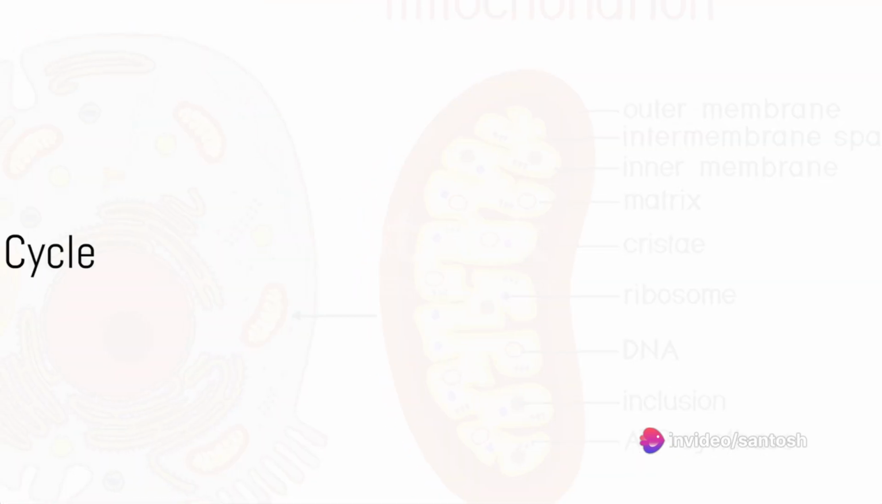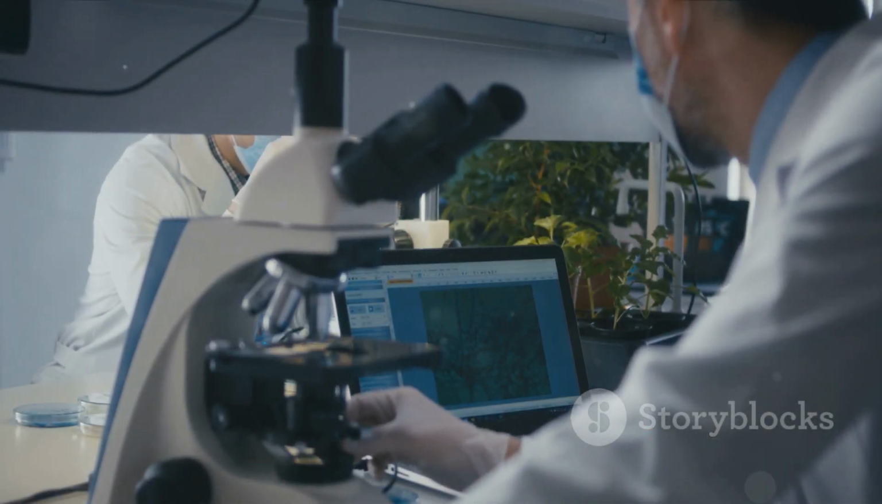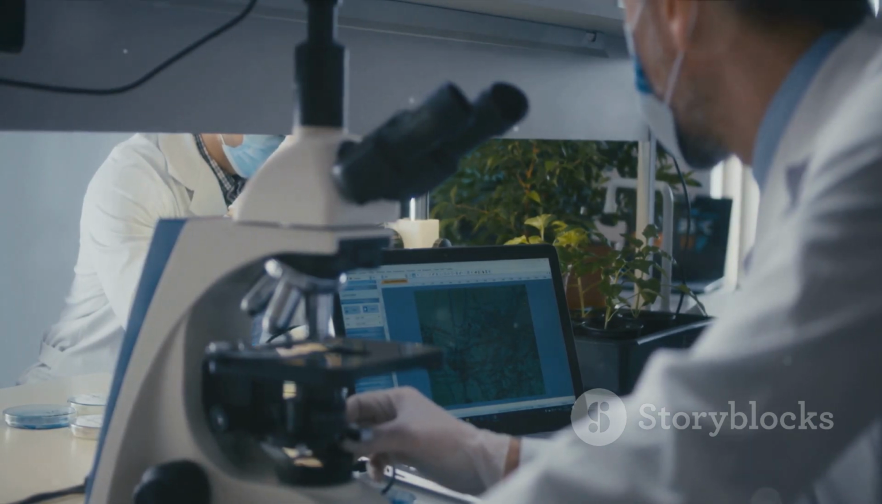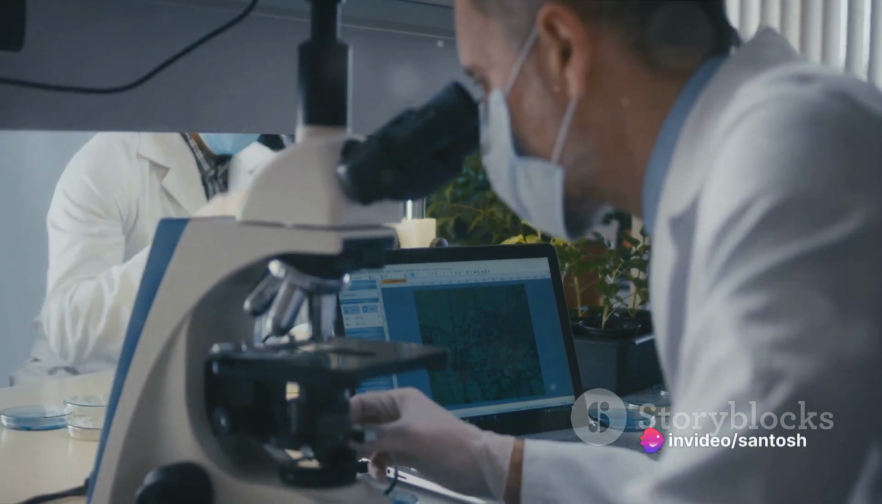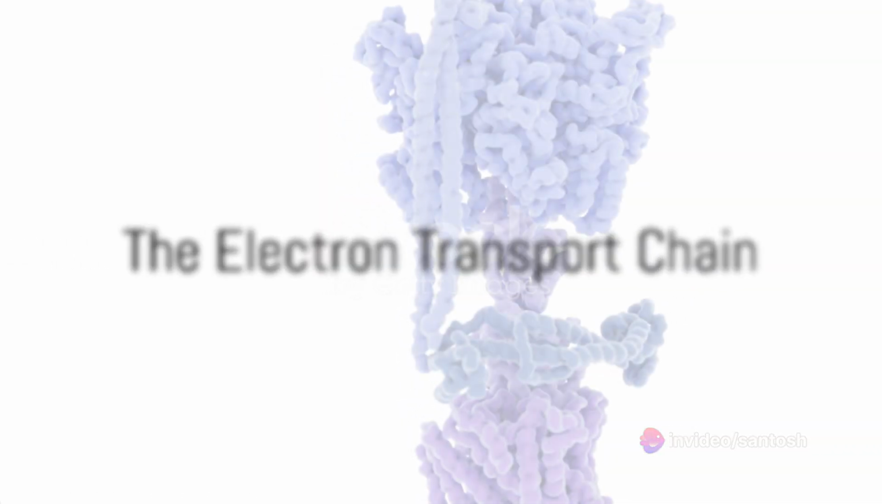The citric acid cycle, also known as the Krebs cycle, takes place within the mitochondrial matrix. Here, the acetyl coenzyme A is further broken down, releasing more carbon dioxide and transferring more high-energy electrons to carrier molecules. Finally, we reach the electron transport chain, the star of the show.